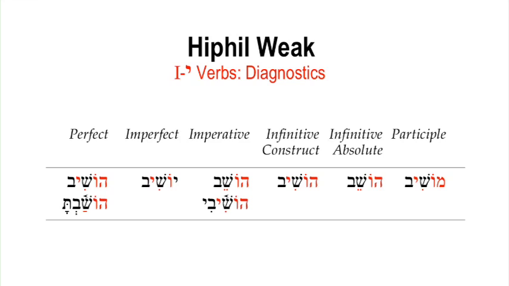Look at the participle. You maintain the mem prefix that is now becoming very important to identify participles. You also maintain the hireq yod stem vowel, but the change is the holem wow. Now, if you recognize that the holem wow is diagnostic of the one-yod weak verb class because one-yod weak verbs were originally one wow, you can properly identify the verbal root and the verbal stem and the conjugation.